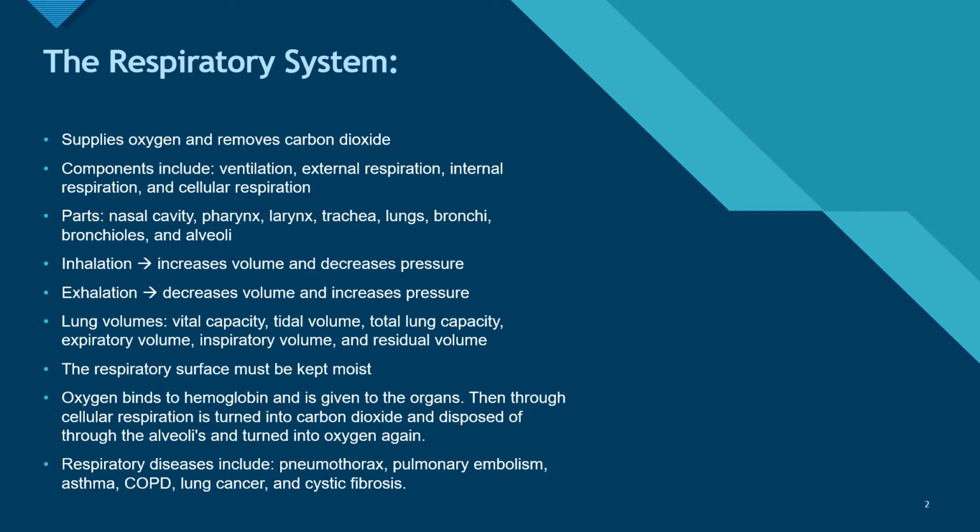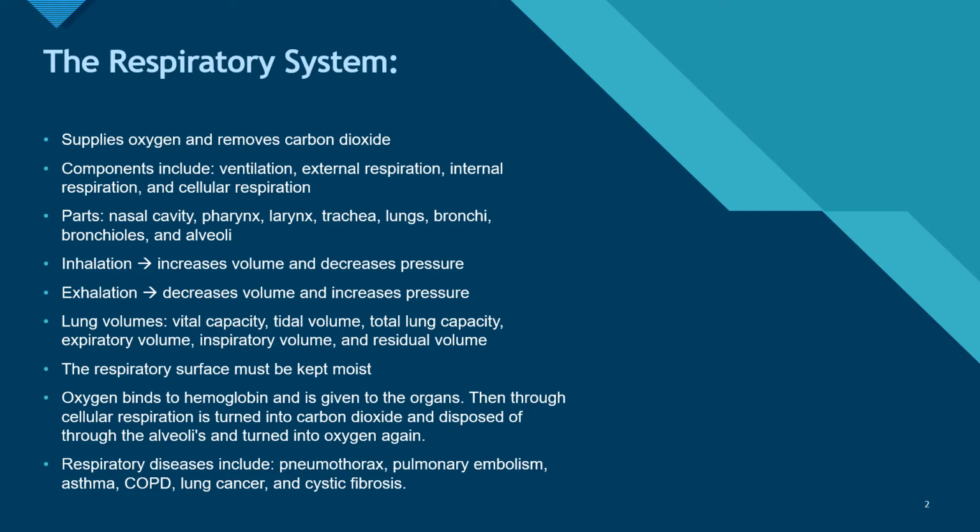So now we can break it down into the parts of the respiratory system, which is the nasal cavity, the pharynx, the larynx, the trachea, the lungs, and then remember in the lungs, it breaks down from the bronchi into little tiny bronchioles, and then of course the little air sacs, which are the alveoli. And we talked a little bit about this before, but inhaling increases the volume and decreases the pressure in the thoracic cavity, and exhalation decreases the volume and increases the pressure in the thoracic cavity.